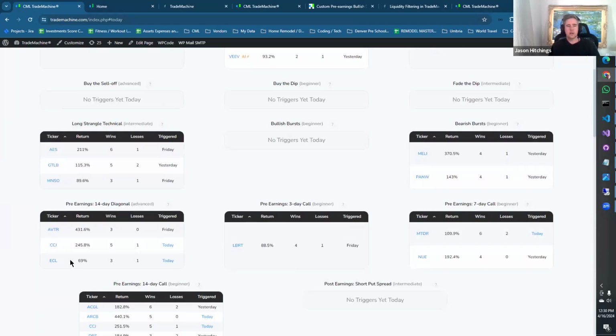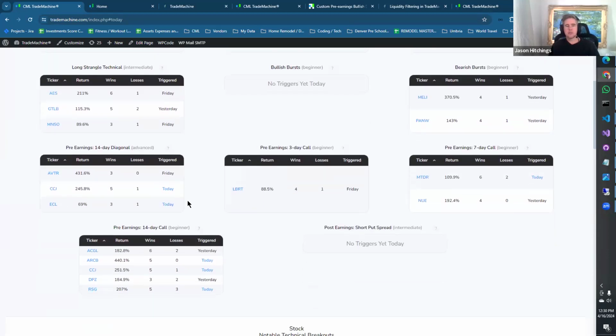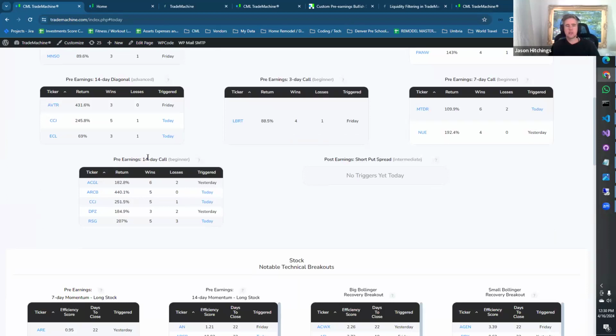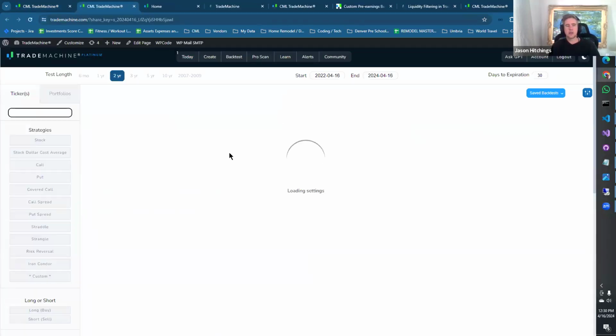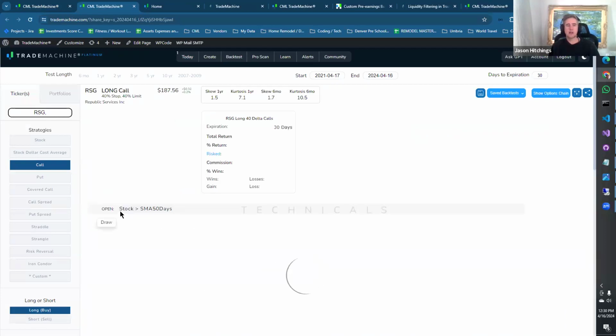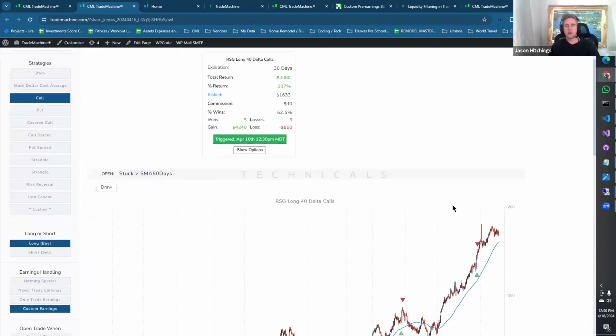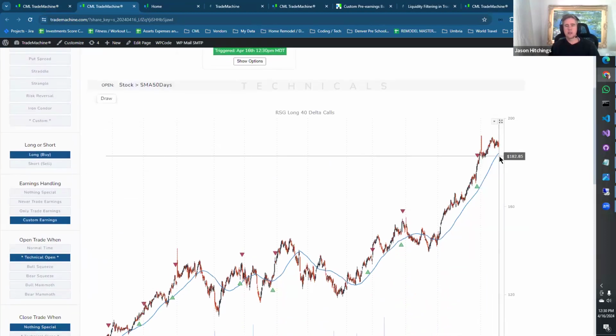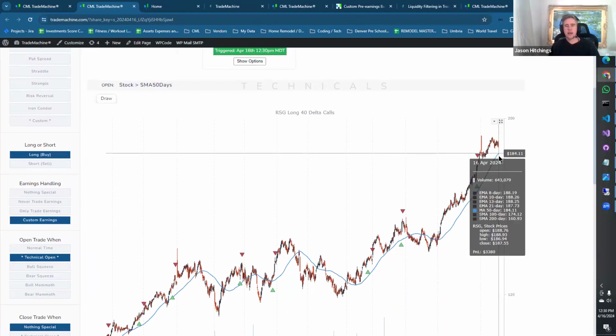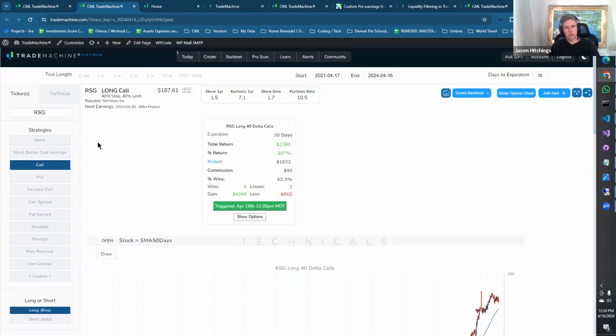And so if I had subscribed to these 14-day pre-earnings calls, I would get a link like this that would say RSG triggered today, and then it would tell me what the technical conditions were. It'd say the stock is above the 50-day moving average. It'd say the stock is currently at 187, whereas the 50-day moving average is at 184 or something.